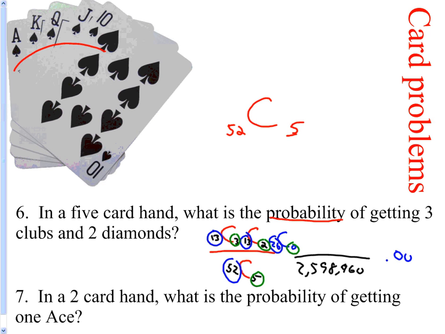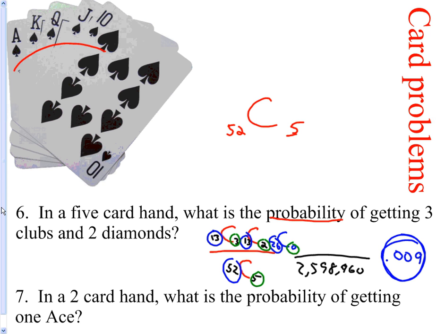0.009? 858 would round to 9. Okay, 0.009. So there is not even a 1% chance, it would round to 1%. About a 1% chance of that. Pretty slim chance.